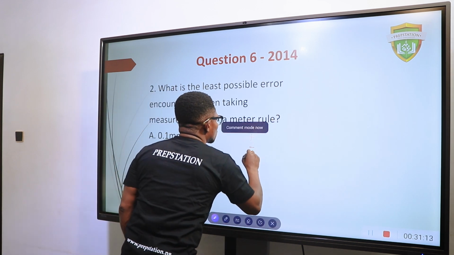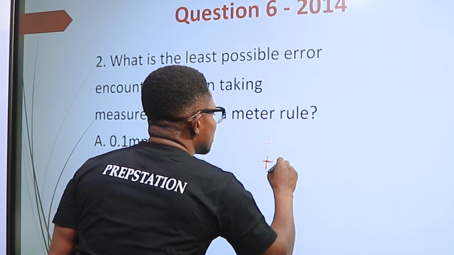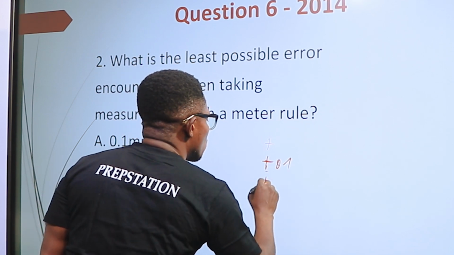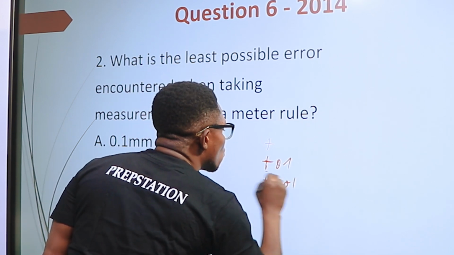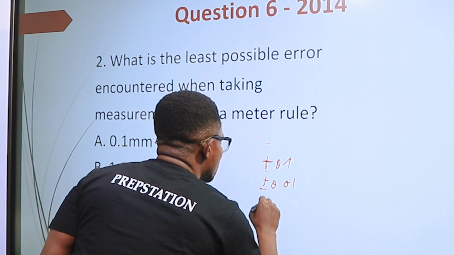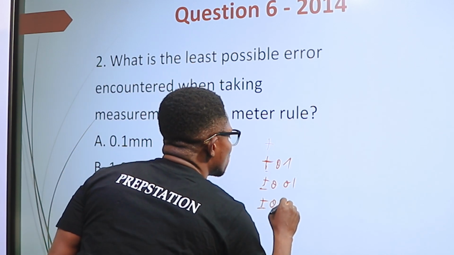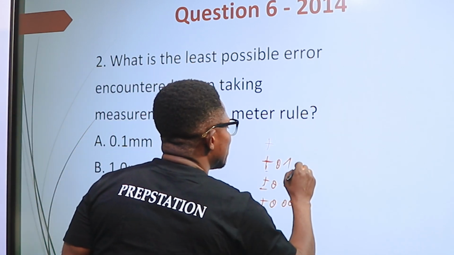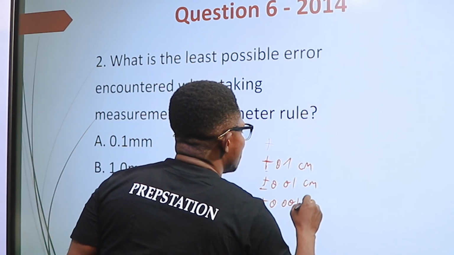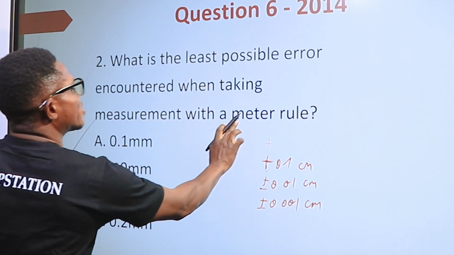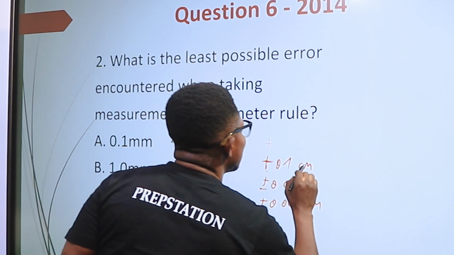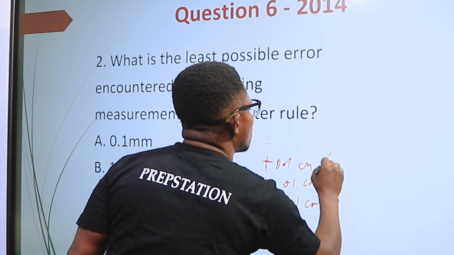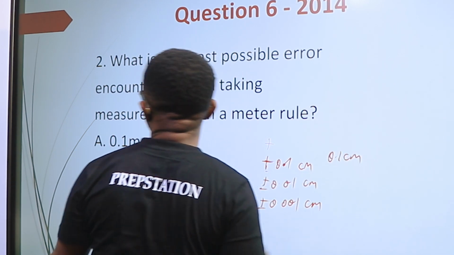I said plus or minus 0.1 for meter rule, plus or minus 0.01 for vernier, and then plus or minus 0.001 for micrometer screw gauge. Now, all of these are represented in centimeter. So the question is about meter rule, and this is the value for meter rule, 0.1 centimeter.